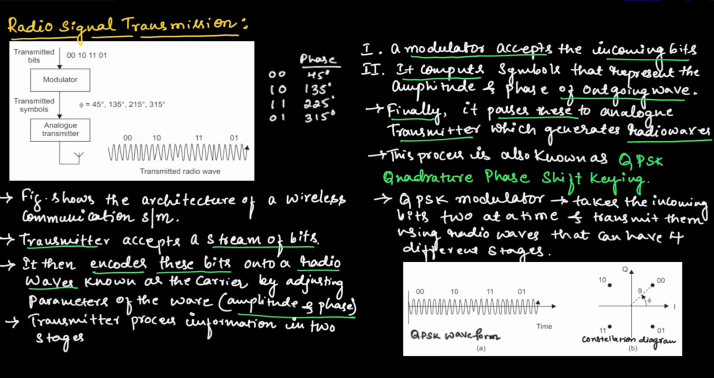As we discussed, for 00 the phase will be 45 degrees. For 10 we will have a phase of 45 plus 45 plus 45 degrees, so it will be 135 degrees. Again, for 11 we will have a phase of 225 degrees, and for 01 we will have a phase of 315 degrees. From the origin up to this dot, the distance represents the amplitude of the transmitted wave.